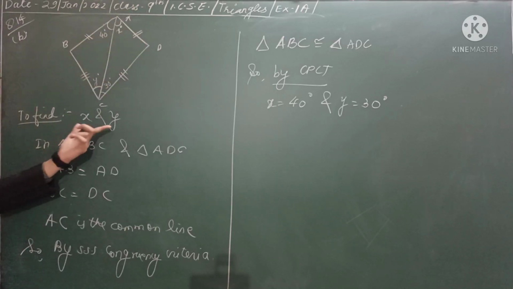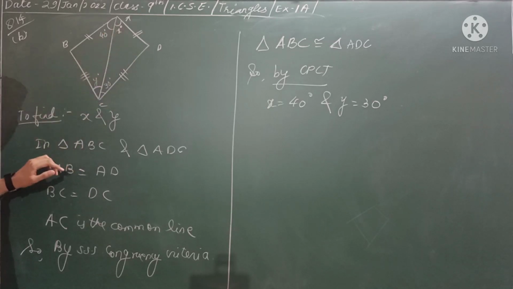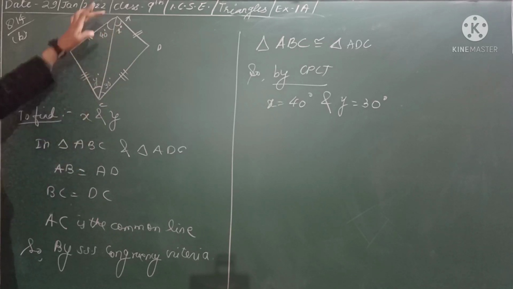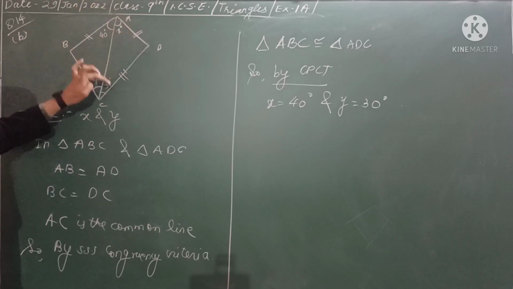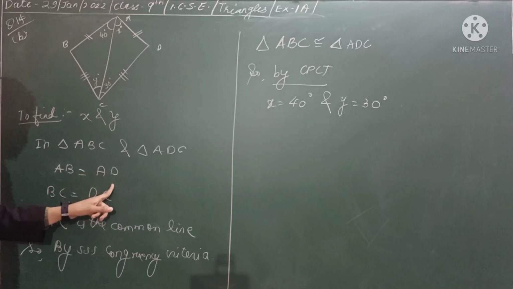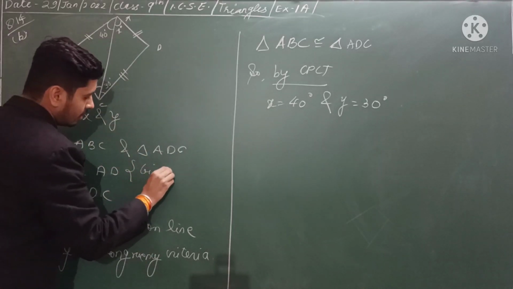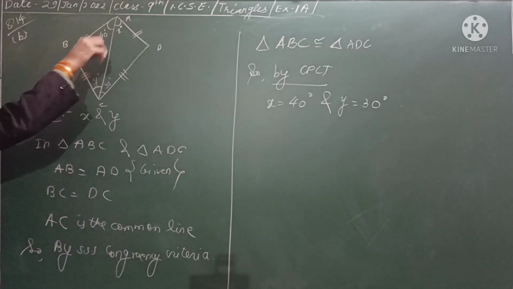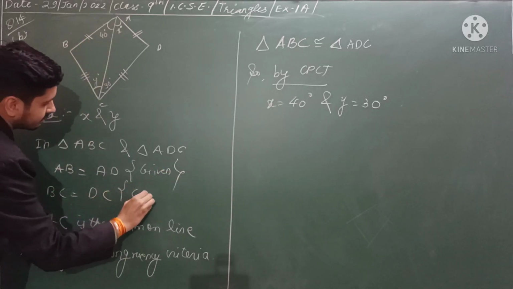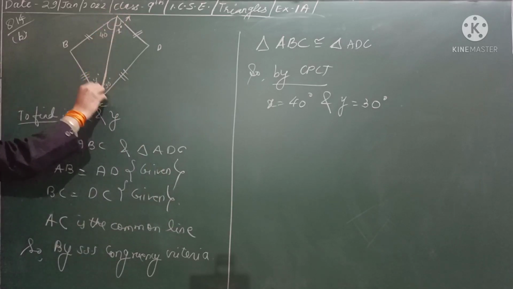So we have to find x and y. That means we have to find the value of this y and this x. So how are we going to do it? We are taking two triangles ABC and ADC, where AB is equal to AD, which is given in the question. Then coming to the next part, BC is equal to DC. Again, this is given in the question. Then we say that this AD is common.